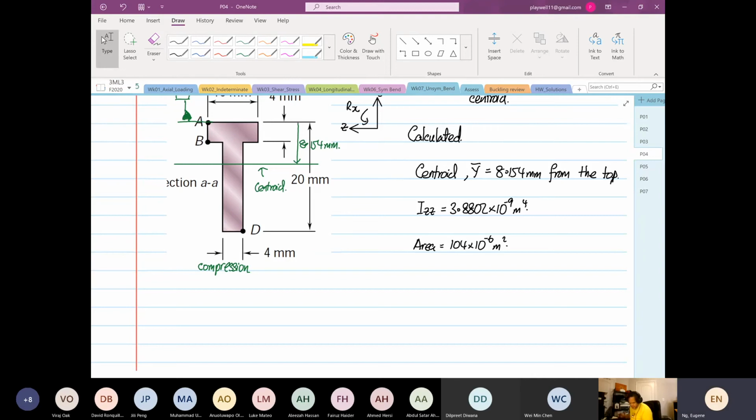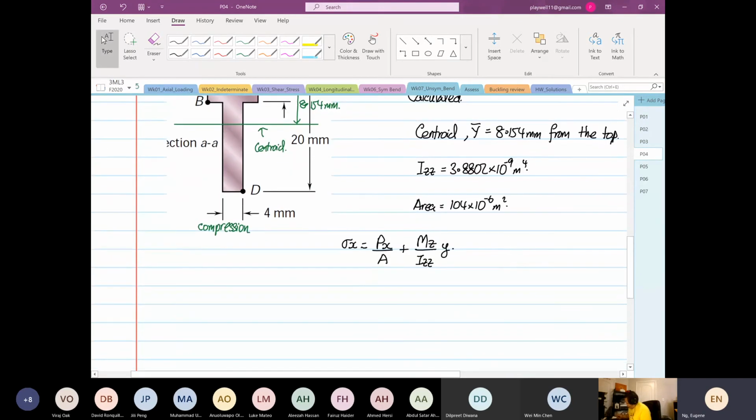So from here, what we're going to do now is find the stress X at point A. Stress X is equal to Px over A plus Mz over Izz multiplied by Y. Okay, so now we're going to calculate Mz first. We know Px is equal to 400. We want to calculate Mz. So we can do Px over A first. So Px over A is equal to 400 divided by the area, which is 104 times 10 to the power minus 6.